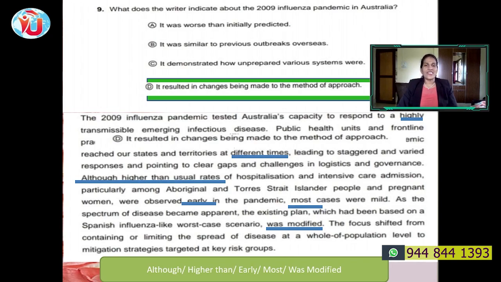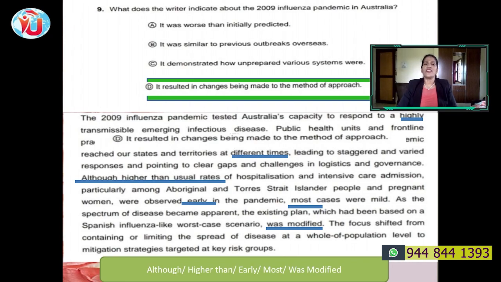So, when you get this text, you have to search for the clues, understand the meaning, and try to attempt the answer. I have taken some of the clues here: although, higher than, early, most, was modified. So when you take all this into consideration, now you can easily answer question 9. What does the writer indicate about the 2009 influenza pandemic in Australia? It was worse than initially predicted.